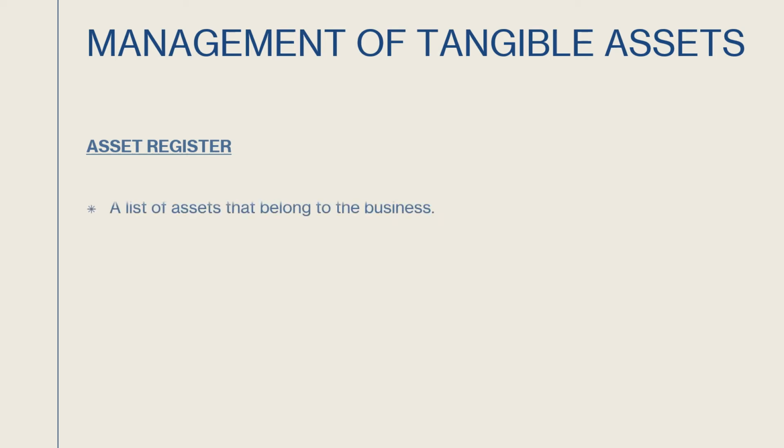Okay, we look at the asset register. The asset register is basically a list of assets that belong to the business, because this is part of the management of your tangible assets. At any given point in time, you need to know exactly what assets you have that belong to the business, what their market values are, when they were purchased, how much depreciation has been written off on them. There's a whole long list of information that goes onto this asset register that is going to help us to manage our tangible assets properly.